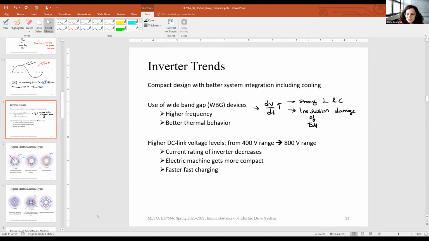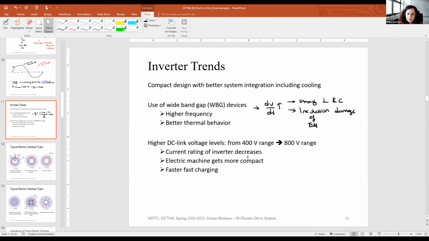So we need to have devices with the higher voltage rating. And as the voltage increases, it will be good in terms of the current rating. Current rating of the inverter will decrease, and the current rating of the electric machine will decrease, so that actually the electric machine gets more compact. More current means more copper, and more copper means a bigger electric machine. So if we can increase the DC link voltage, the electric machine is going to get smaller.